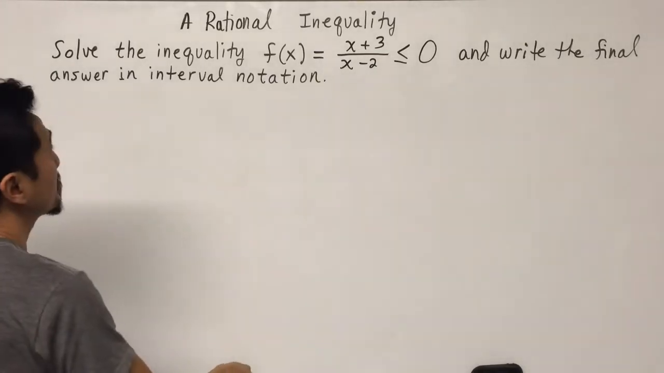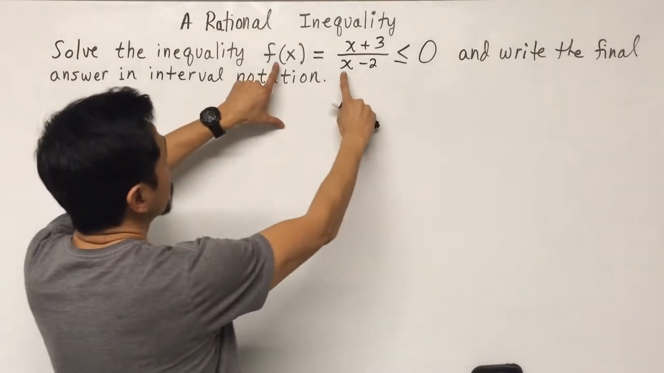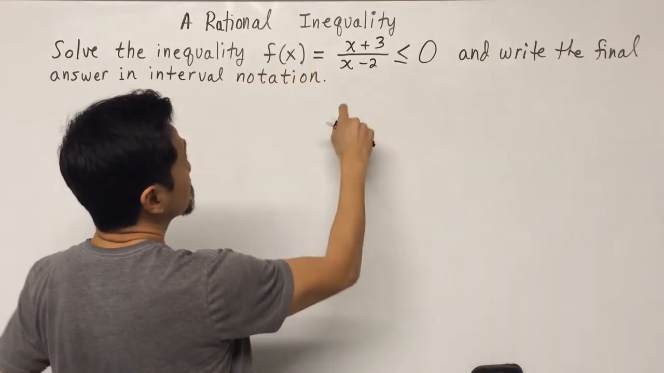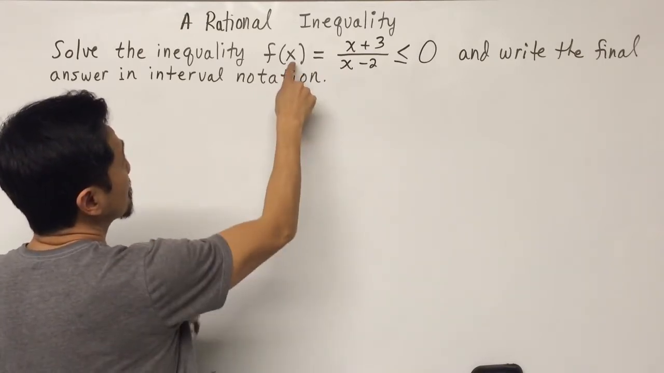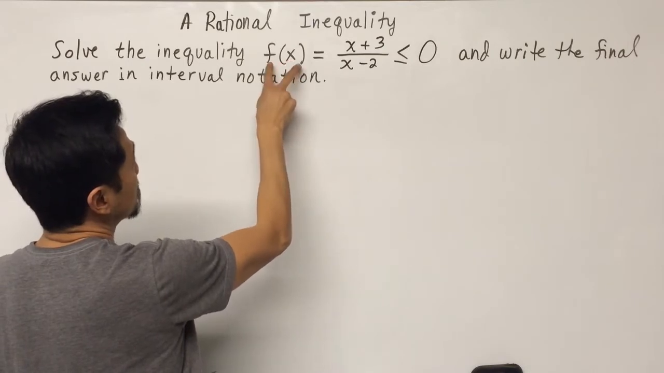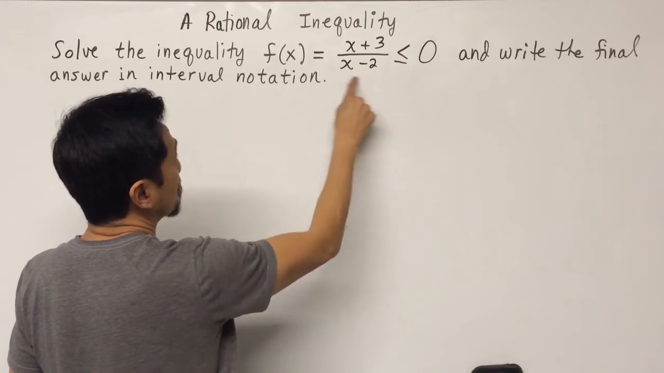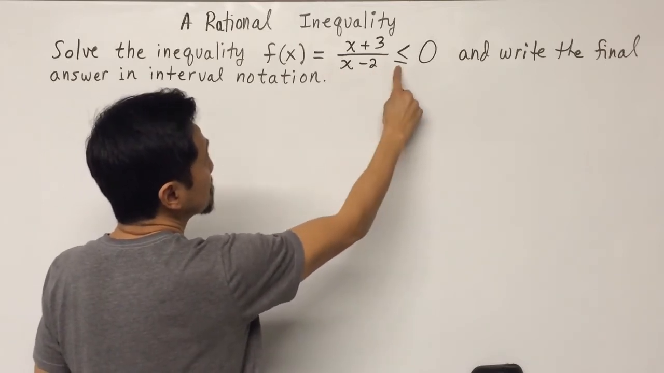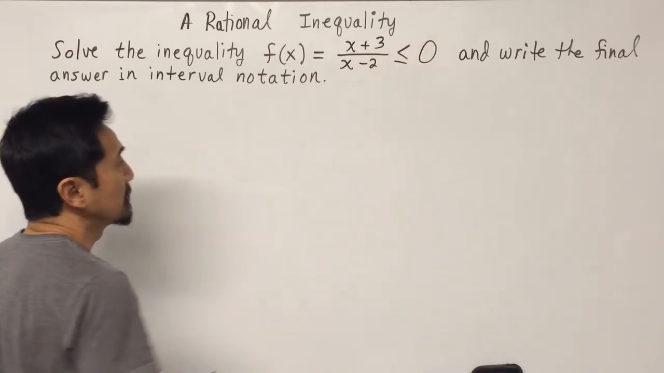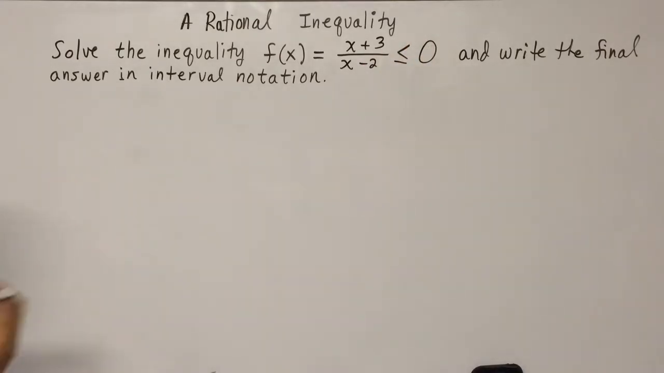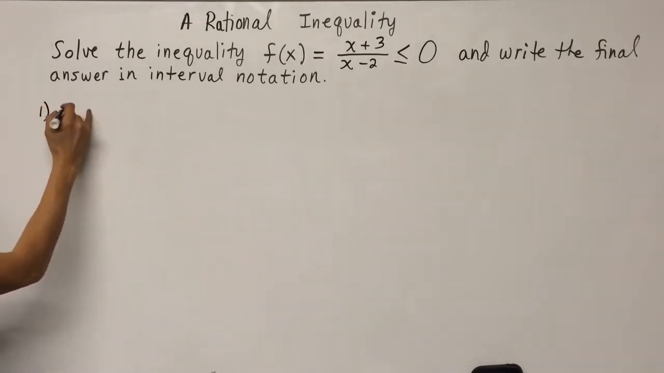Okay, class, we're going to solve a rational inequality. Here is our rational function, f of x, which is equal to x plus 3 divided by x minus 2. And we're trying to find all the x's in the domain that, when you plug them into the function, you will get a range value or a y value that is equal to 0 or can be less than 0. Okay, so what I'm going to do first is figure out where the function is equal to 0.